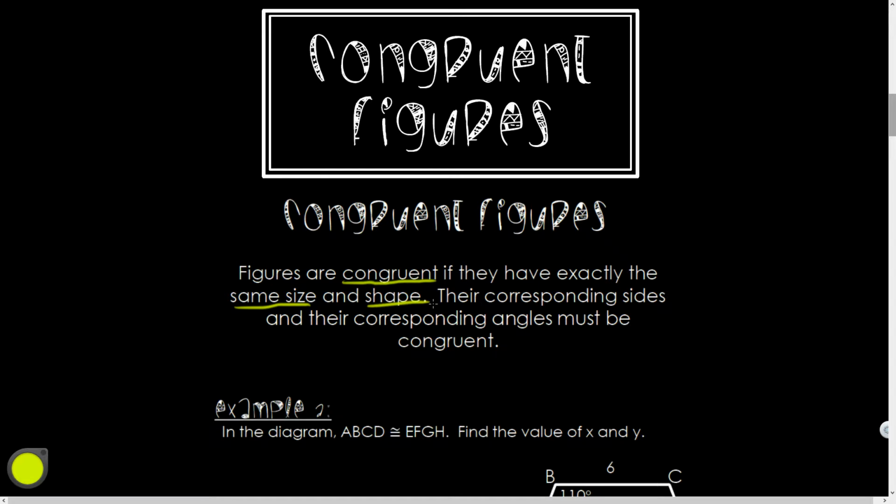Grab a pen. So here's another way to think about congruence. Two figures are congruent if their corresponding sides and corresponding angles are congruent. All right? If every piece of the figures match up, then the figures themselves are congruent.